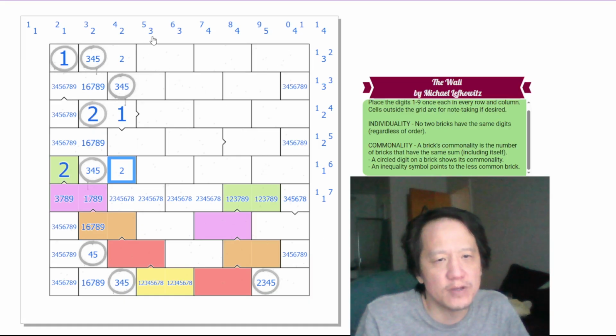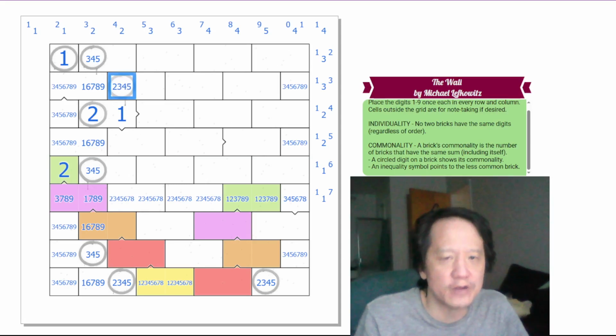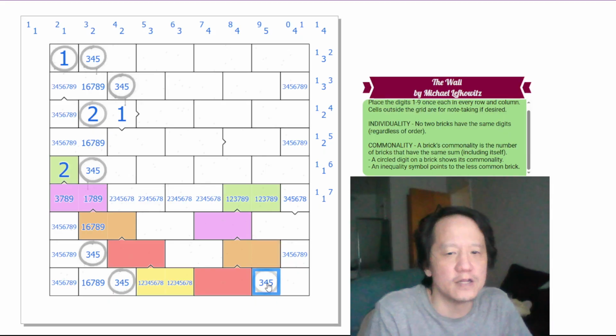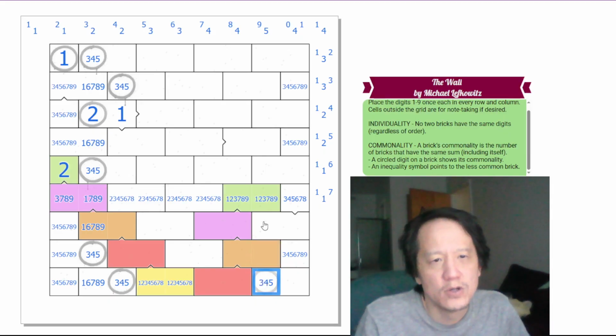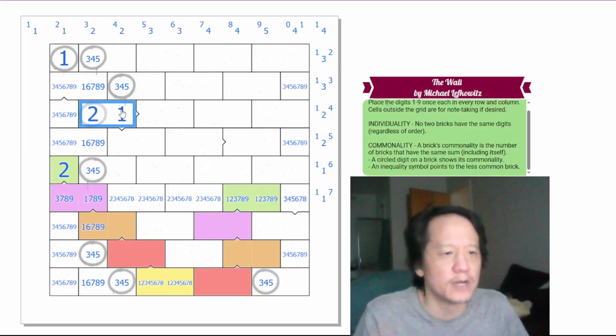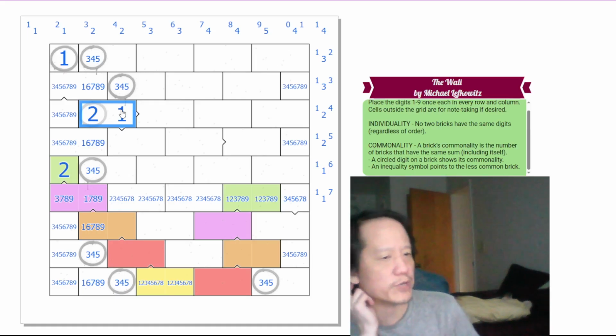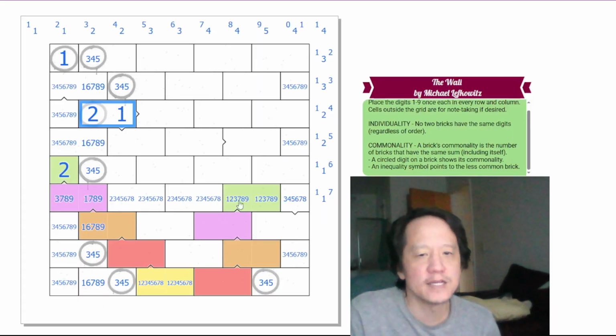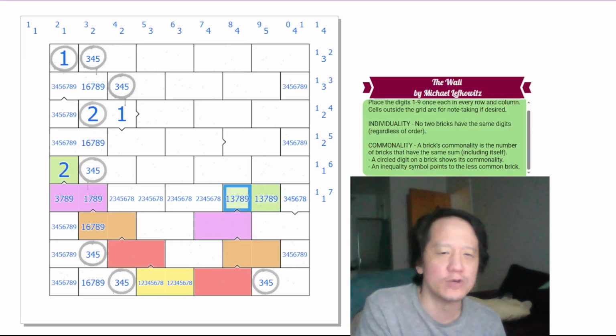3 can be with 2 or 9. Okay, 2 is no longer allowed here, though. Because 2 cannot be in any of the circles anymore, because we have already gotten the only 2-digit number that can have 2 commonality with a 2 in it. And that's 2, 1. This cannot be 1 and 2. This has to be 1, 3, or 7, 8, 9.